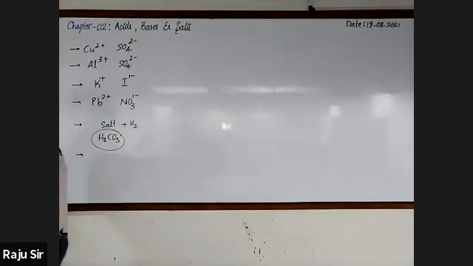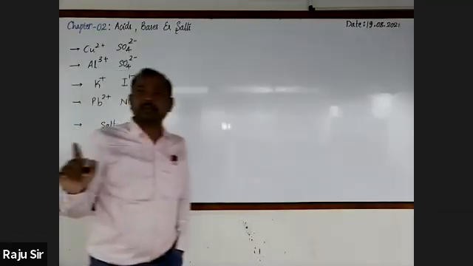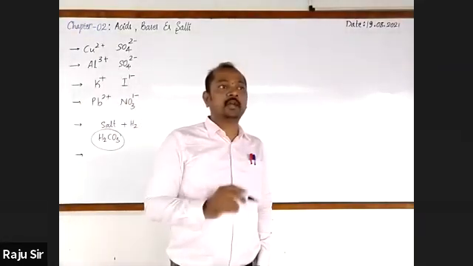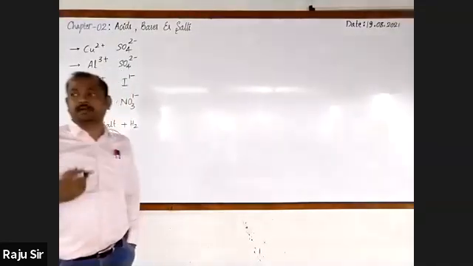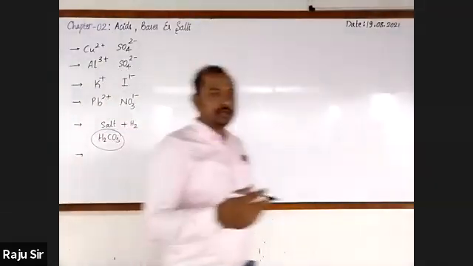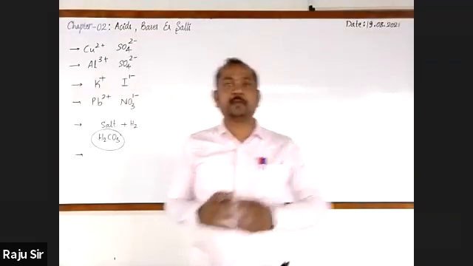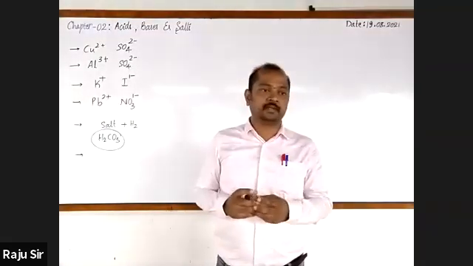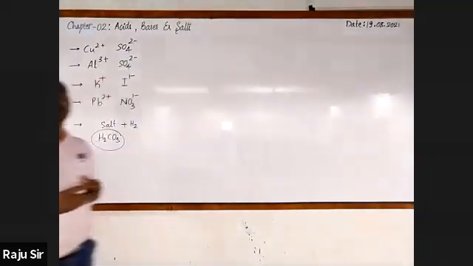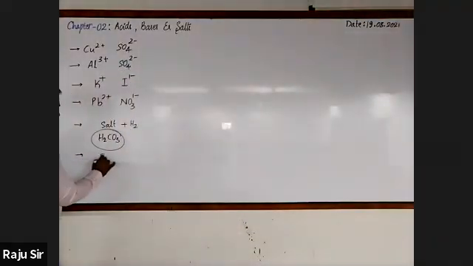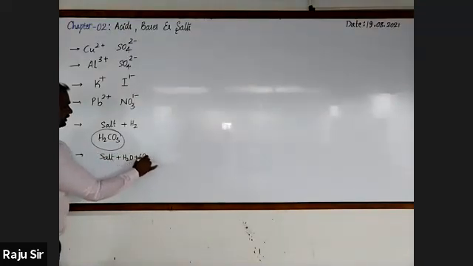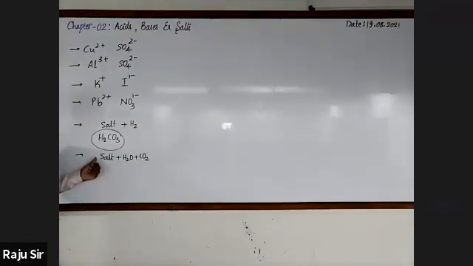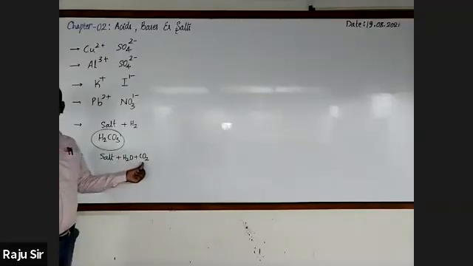The second property was reaction of acid with metal carbonate or metal bicarbonate. Name the products that are formed when an acid reacts with a metal carbonate. Salt, water, and carbon dioxide. When acid reacts with metal carbonate, it produces salt and water with the liberation of carbon dioxide gas.